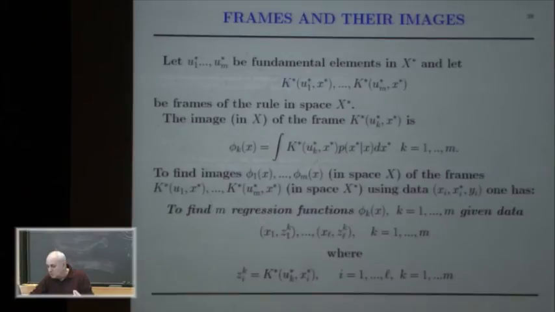your decision rule will be an expansion on these images with coefficients equal to the coefficients which you obtain from the space of privileged information. So you can transfer your knowledge. As soon as you can make images, you can transfer your knowledge from the space of privileged information to the space of the decision rule.